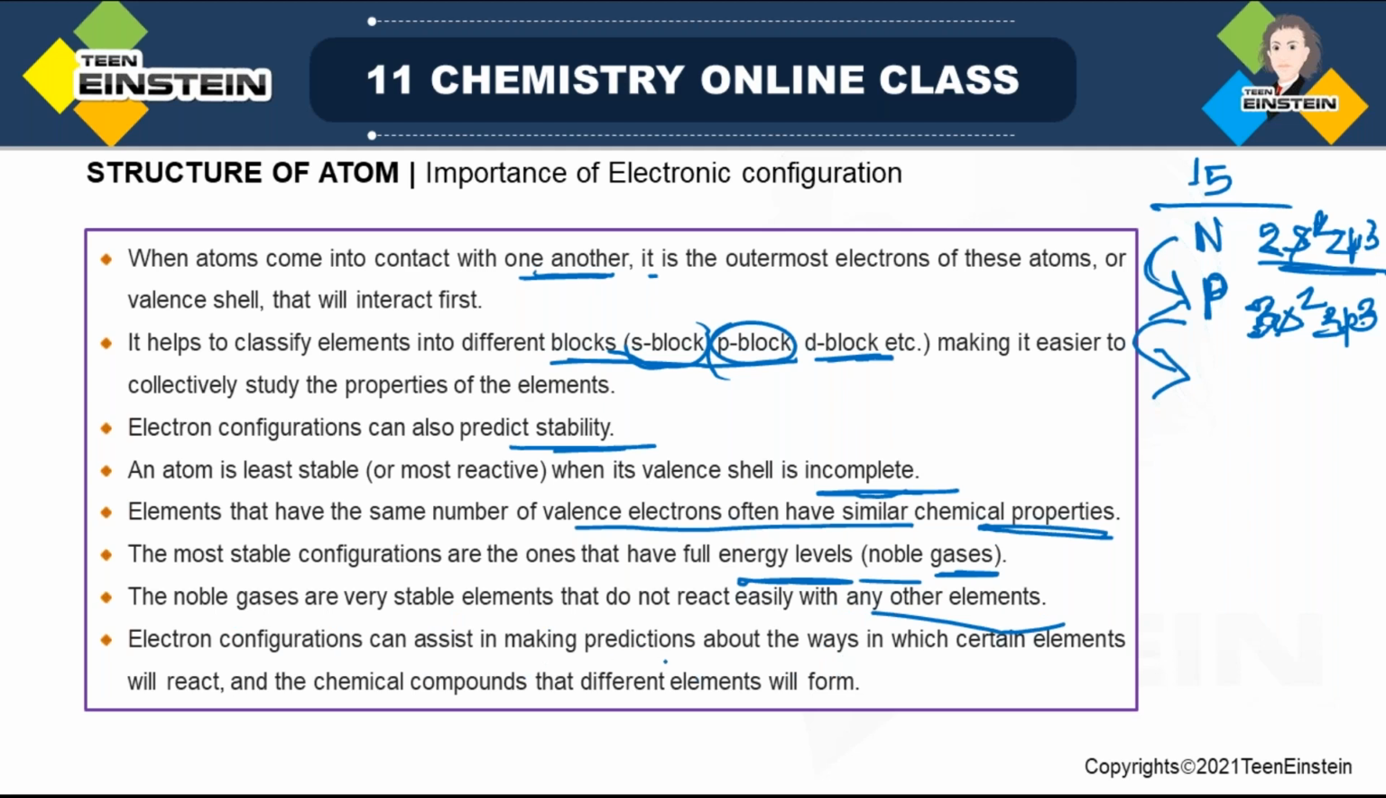Electronic configuration can assist in making predictions about the ways in which certain elements will react and what type of products these elements will produce by interacting with each other. So that also we can get some idea. So these are the importance of electronic configuration.